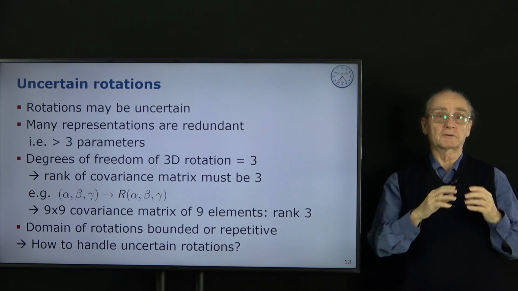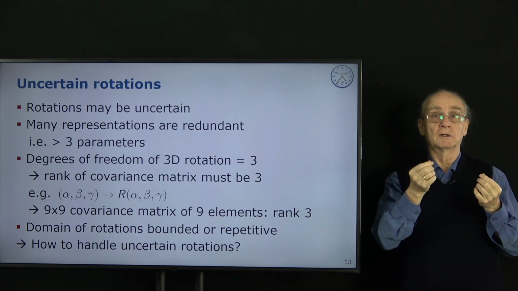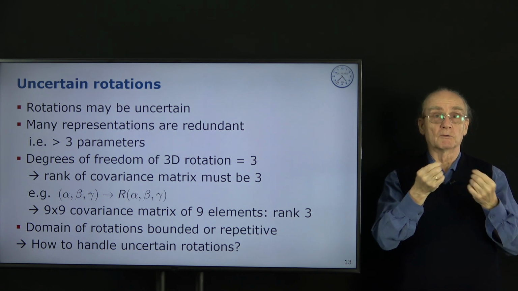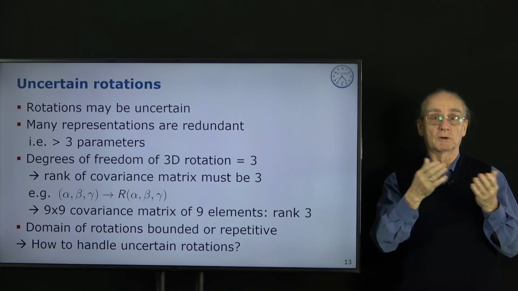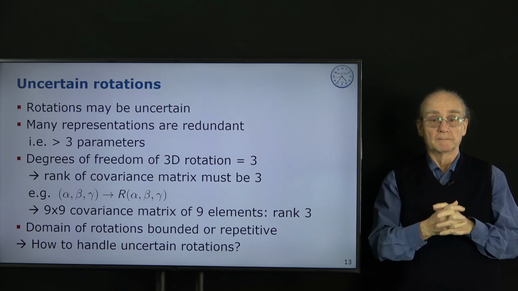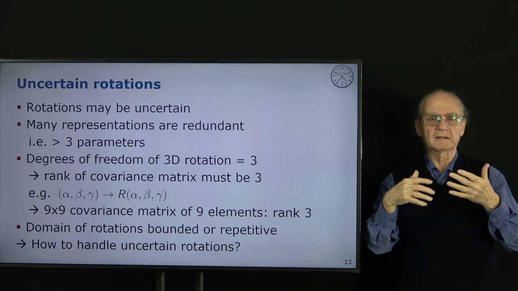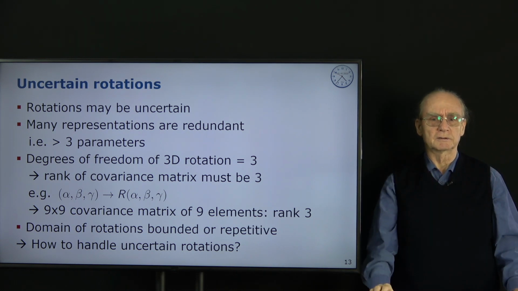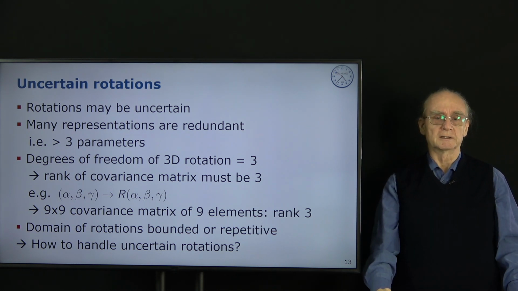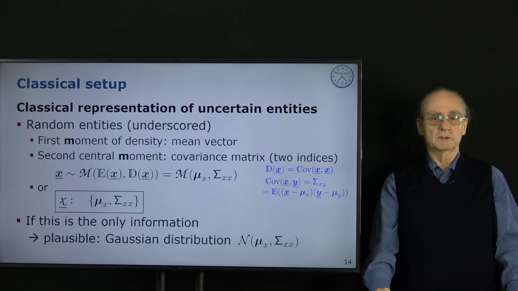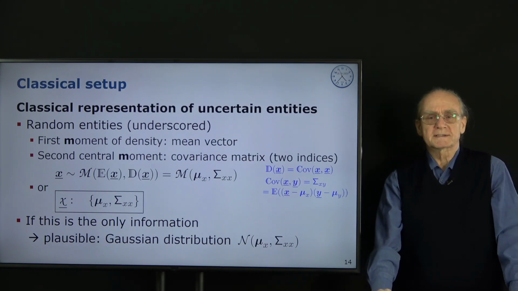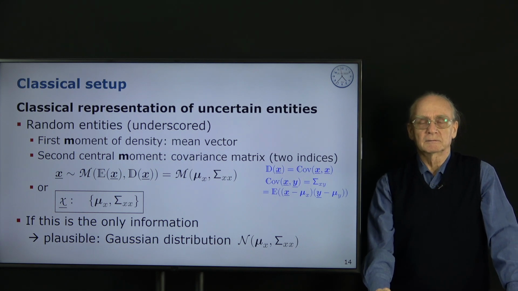And then, of course, we have situations where the domain of our parameters is bounded. For instance, if you have angles, they are bounded between 0 and 2 pi, or they may be repetitive. So we have to be able to take these situations into account and have to discuss how to handle uncertain rotations. So let's go one step back and ask how did we usually describe uncertain entities in classical situations.